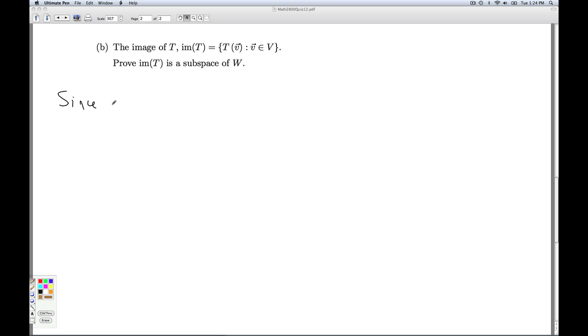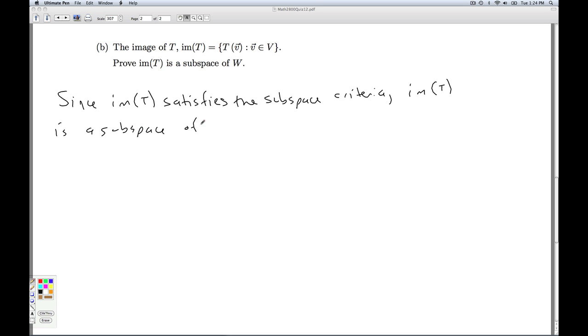So since the image of T satisfies the subspace criteria, the image of T is a subspace of W. So the kernel is a subspace of V, the domain. The image is a subspace of the codomain W. And we'll see how the image and kernel play off each other in the weeks to come. That'll do it for Quiz 12.